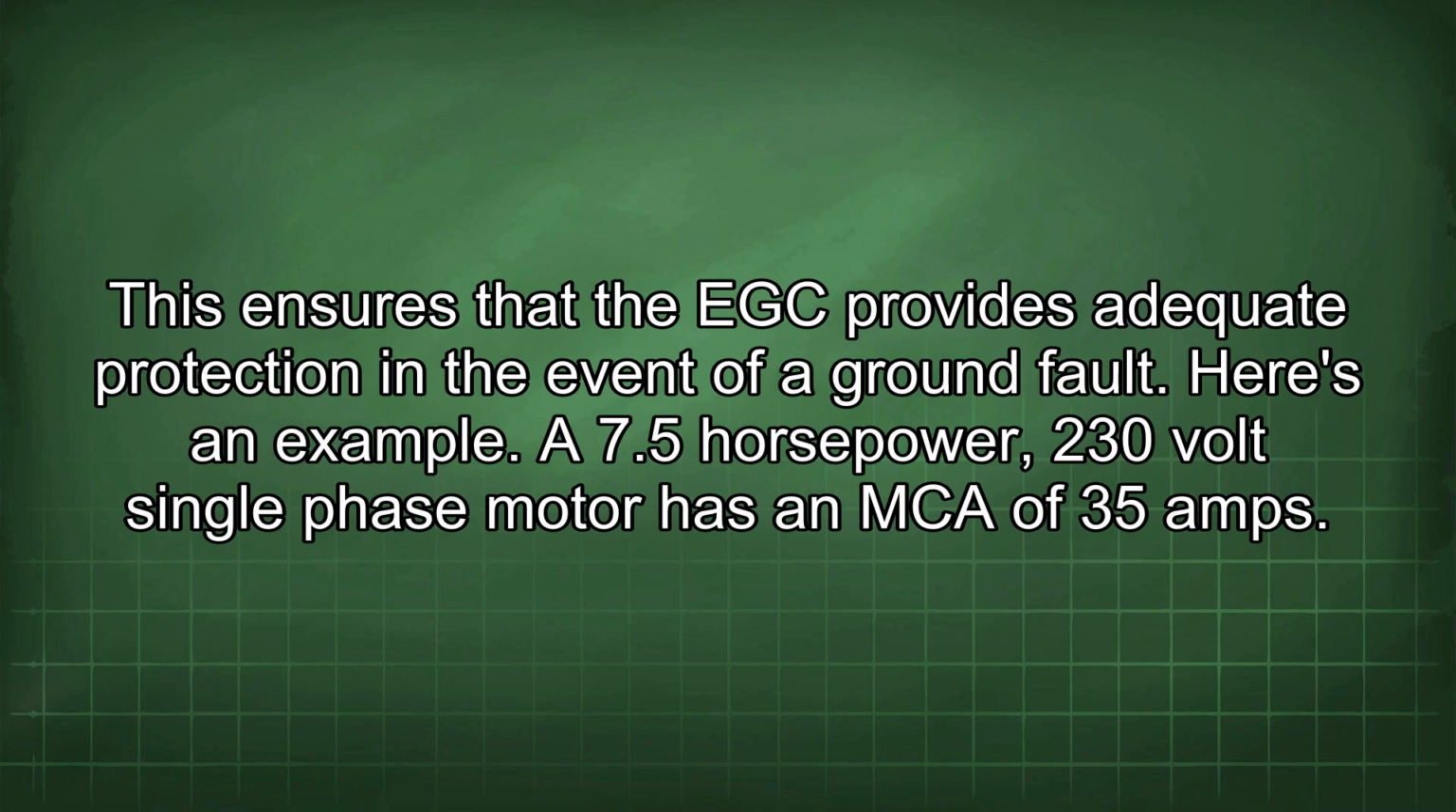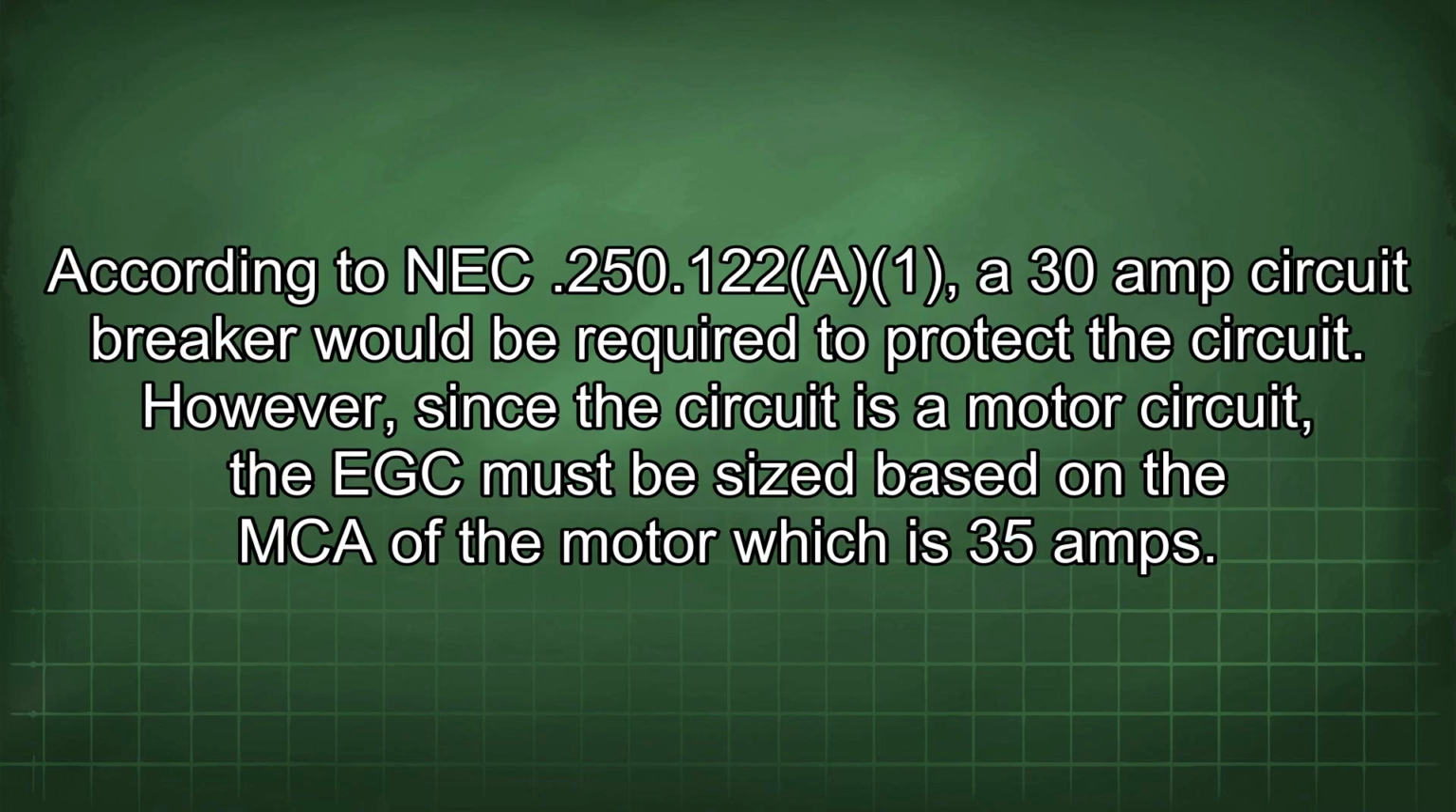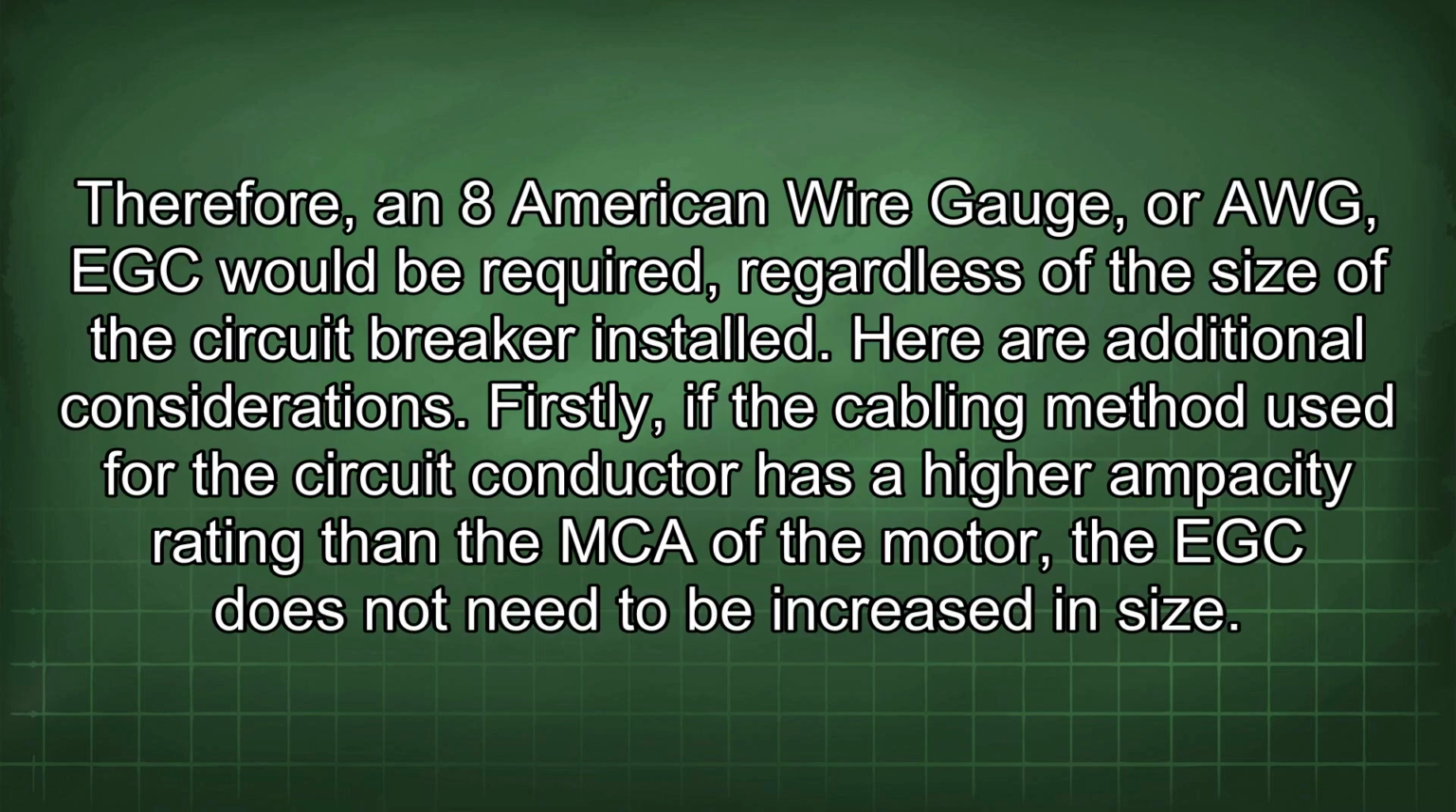Here's an example. A 7.5 horsepower, 230 volt single-phase motor has an MCA of 35 amps. According to NEC 250.122(a), a 30 amp circuit breaker would be required to protect the circuit. However, since the circuit is a motor circuit, the EGC must be sized based on the MCA of the motor, which is 35 amps. Therefore, an 8 American wire gauge, or AWG, EGC would be required, regardless of the size of the circuit breaker installed.